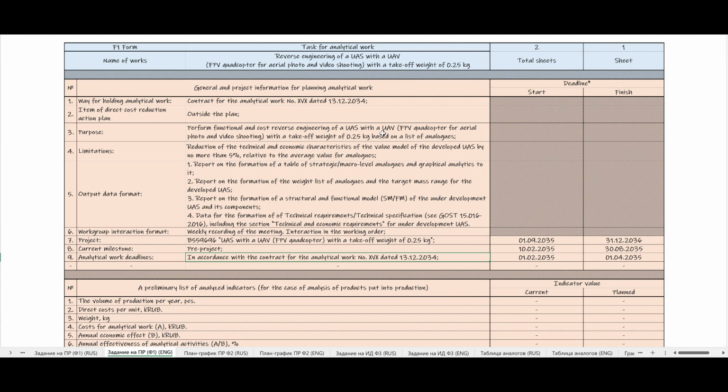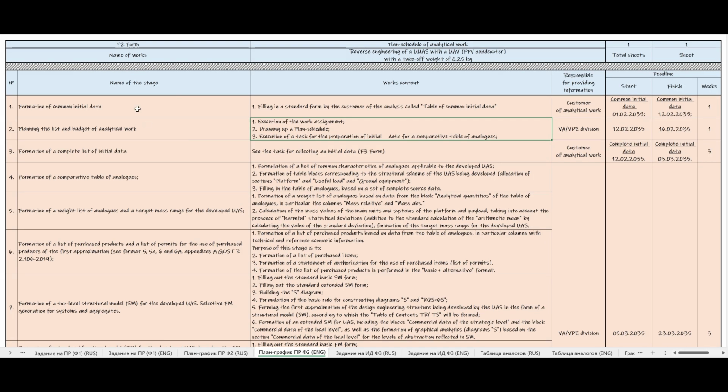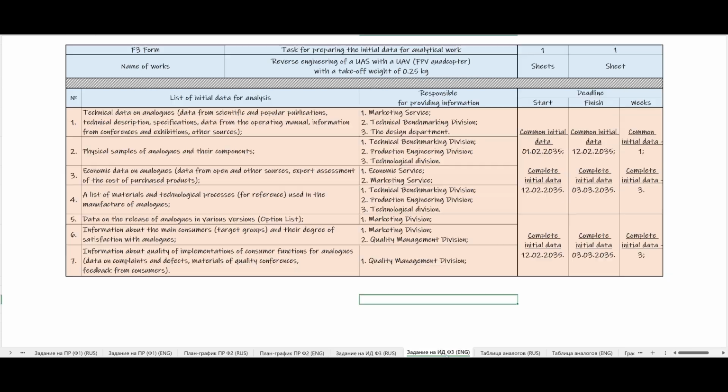The next form is the F2 form, one of the variants of a typical work schedule, which lists the stages of work, the content of the stages, and the responsible person and the deadlines. The next form is the F3 form, used to prepare a task for information support for analysts.